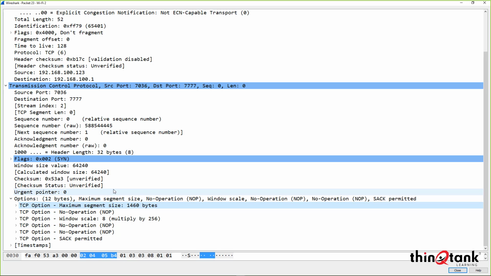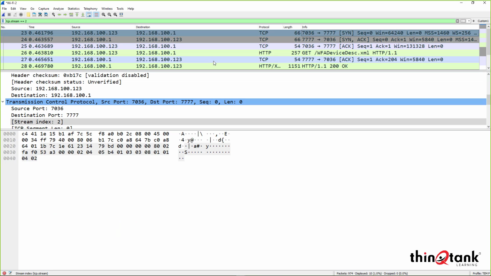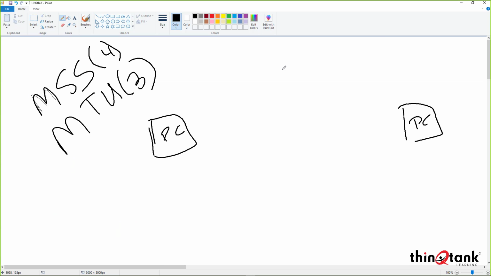So the clients are basically saying, when we send data to each other, let's not put more than 1,460 bytes into a TCP segment. All right, so they're saying even if you have to send me 1,000,000 bytes of information, you have to divide it up into 1,460 bytes. That's negotiated at layer 4.